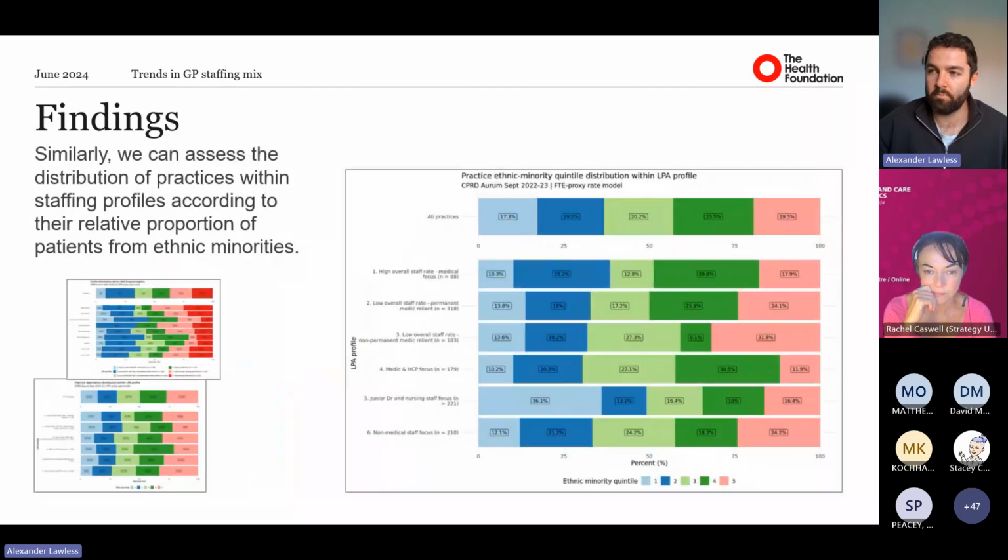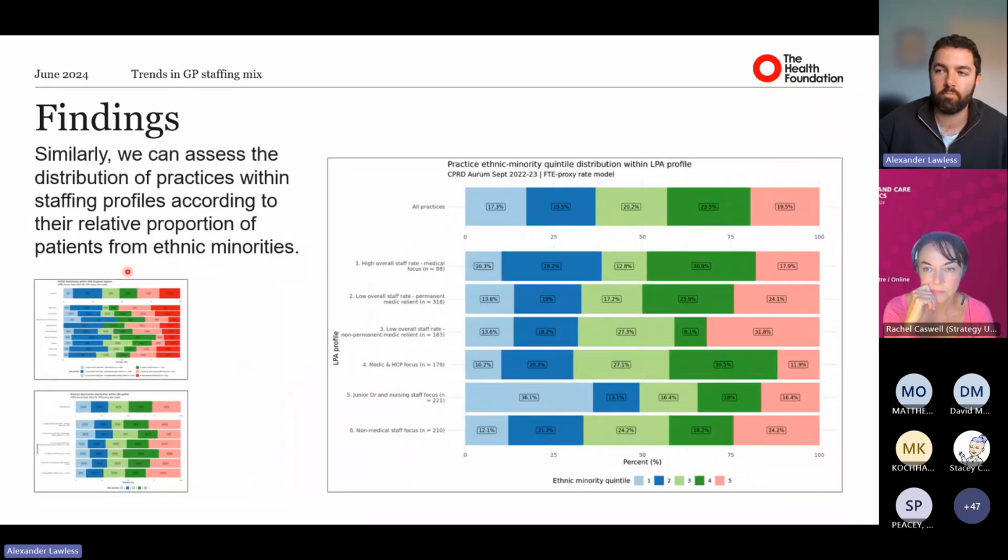We can also apply the same approach to our measure of patients from ethnic minorities. So this measure is essentially the proportion of patients on the list that are from ethnic minority backgrounds. So practices in the lowest quintile are essentially the least diverse practices, and the practices at the higher end of the spectrum are the most ethnically diverse. So we can see that practices that are more ethnically diverse are overrepresented in practices with a low overall staff rate and a reliance on non-permanent medical staff.